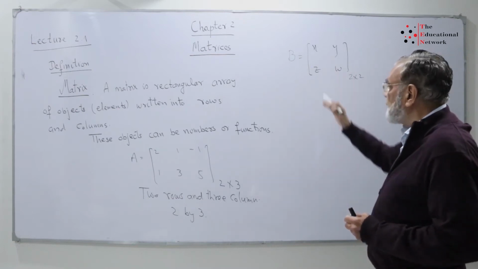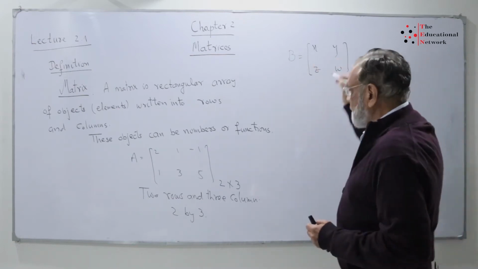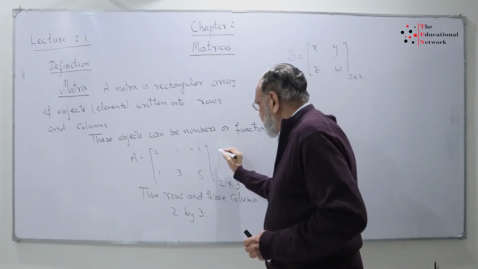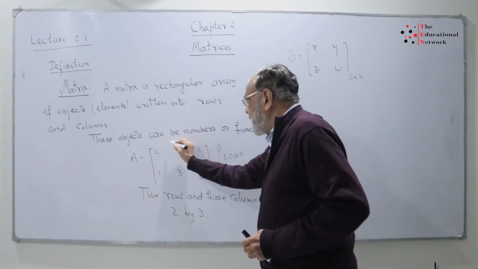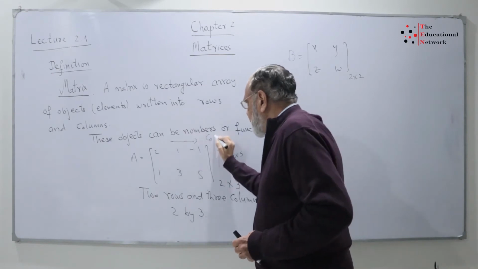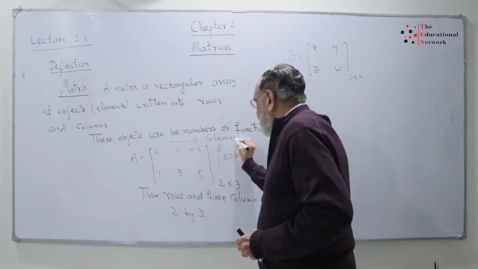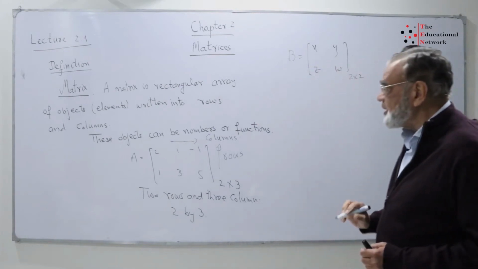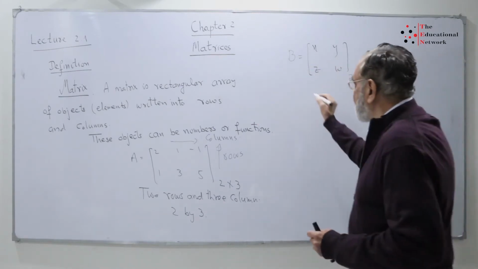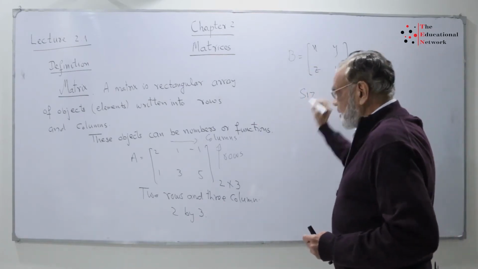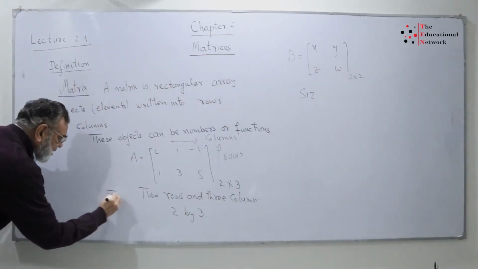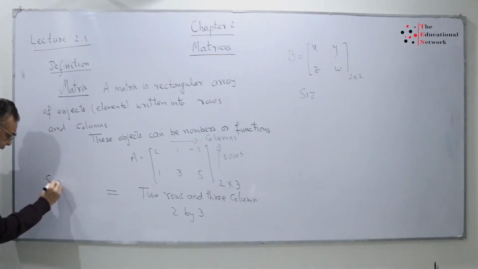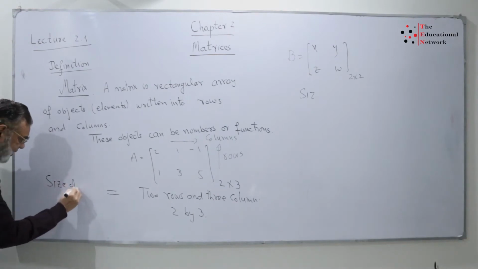The size is the number of rows by the number of columns. So here we have the rows, and here these are our columns. The important thing is the size of the matrix. We can say this is our size of a matrix.